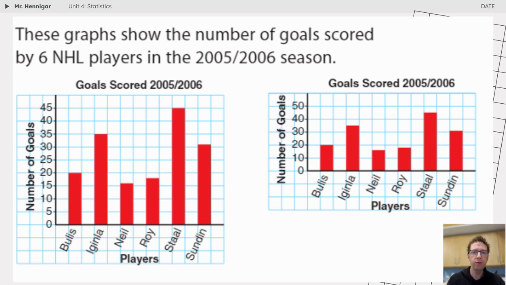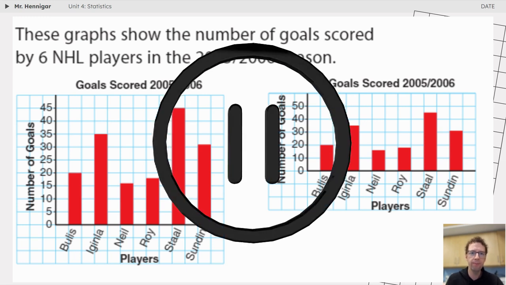I would like you to compare these two graphs to each other. What do they have in common? What's different about these two graphs? Just press pause now and take a few moments to think about some of those things right now. How are they similar and how are they different?